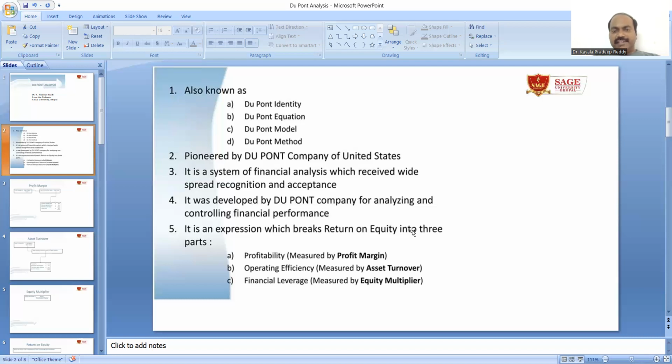It is an expression which breaks return on equity into three parts, namely profit margin, asset turnover, and the third one, the equity multiplier. Profit margin is the profitability of the company. Asset turnover measures the operating efficiency of the firm. And equity multiplier is the financial leverage.